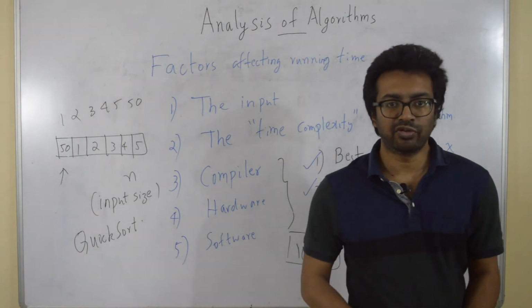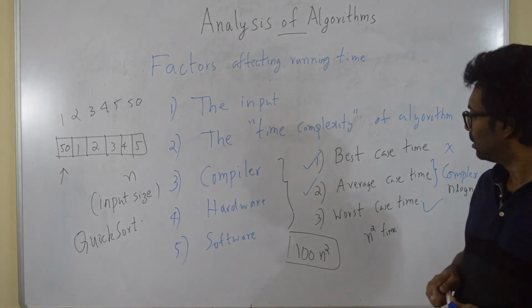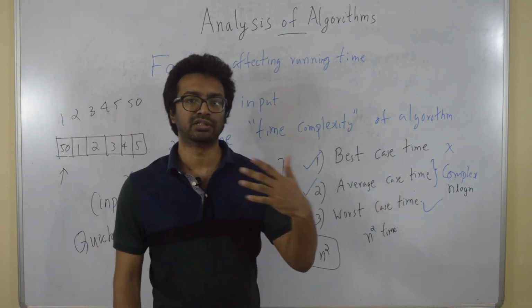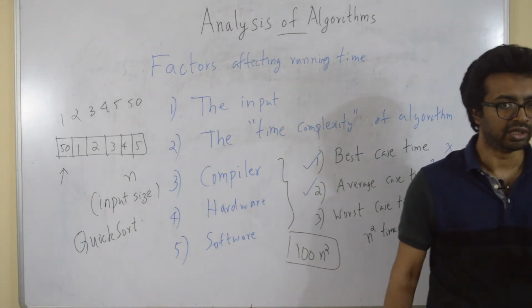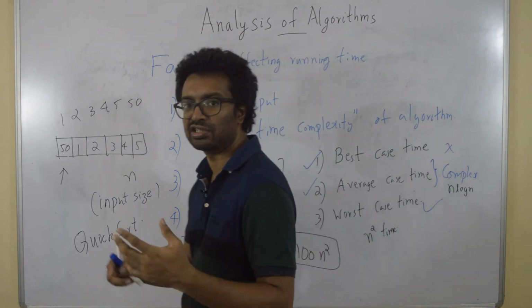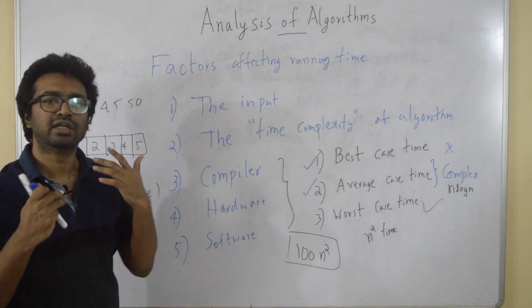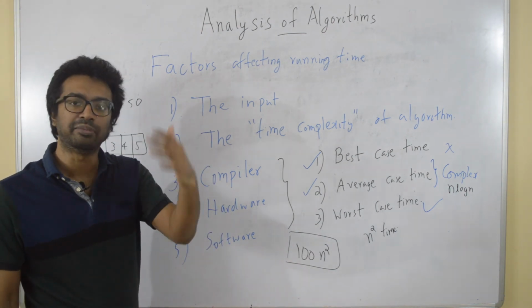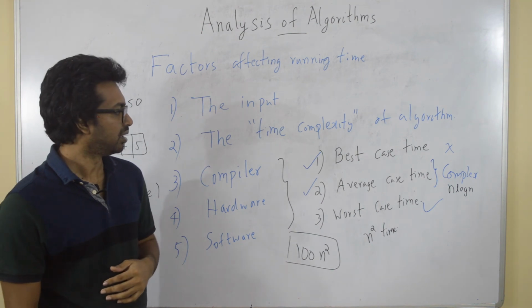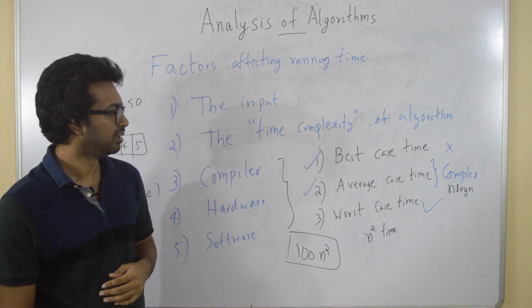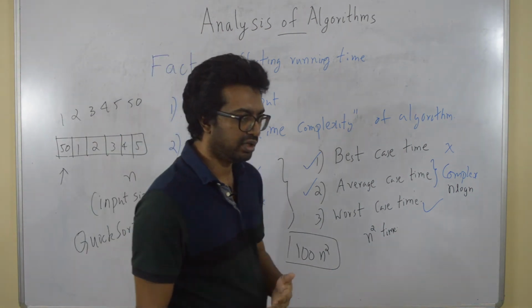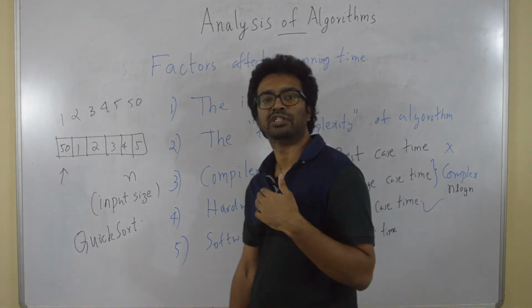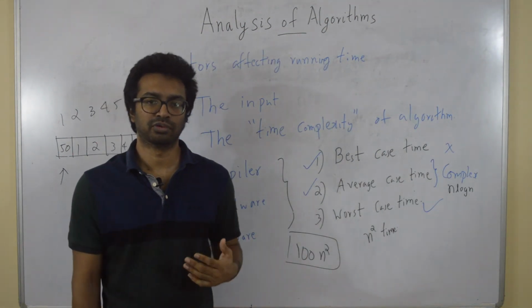Therefore we want a notation which basically says the worst case running time of our algorithm is proportional to n square. I'm not saying it's exactly equal to n square nanoseconds or something like that. It's proportional to n square, where n is the input size. This is the kind of statement we would like to make, and that's where our next lecture on big O and these notations is going to tell you about. Okay, thank you.